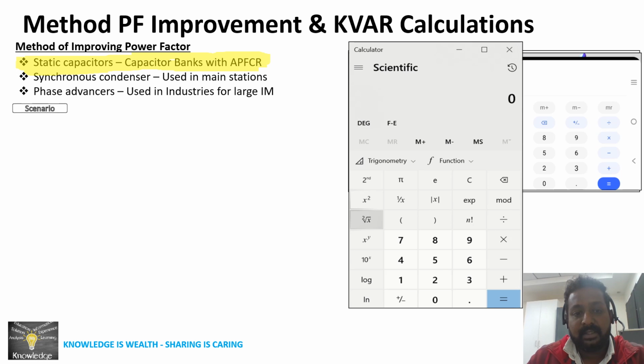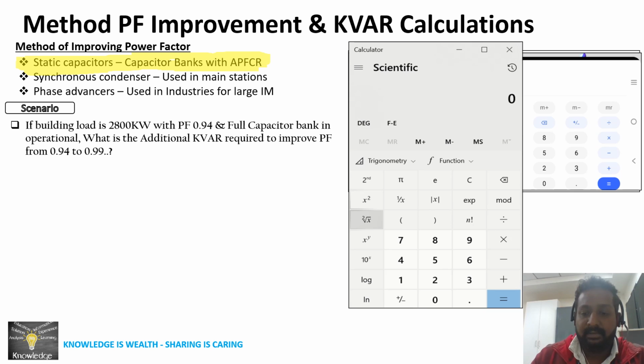Let's take one scenario, one building which is operating a 2800 kilowatt load, and the power factor is 0.94, which they are maintaining with all the capacitor banks turned on. Finally, at 2800 kilowatt, they are achieving a power factor of 0.94. But now they want to improve their power factor from 0.94 to 0.99. What additional kVAR capacity of capacitor is required to improve the power factor from 0.94 to 0.99?